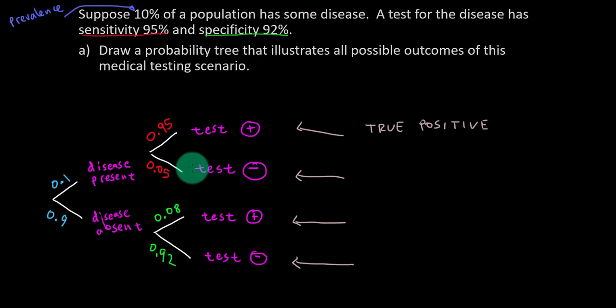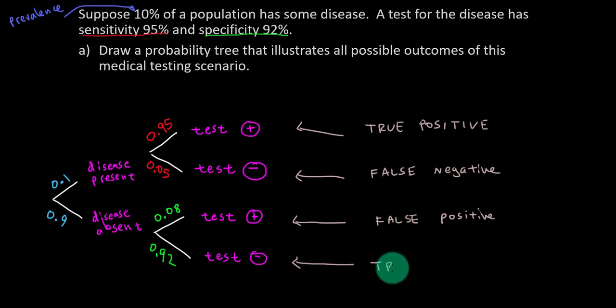The one right below it, the disease is present, but the test failed to detect it. So that is called a false negative. This third one is a positive test result. However, it was positive despite the disease not being present. So that is also a false situation, false positive.